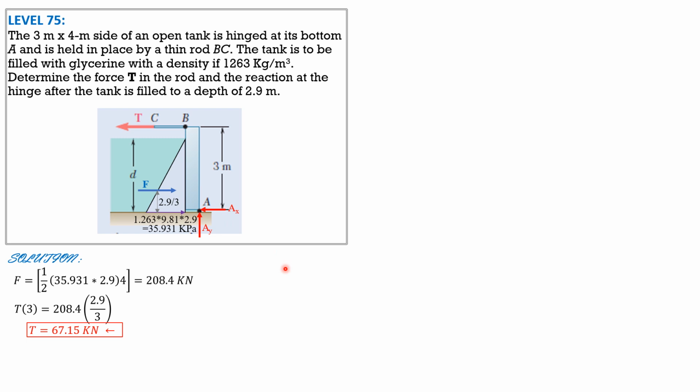And summation of forces in X, AY is 0, summation of forces in Y, all forces are horizontal. Then summation of forces in X equals 0, 208.4 minus T, 67.15, minus AX equals 0. So AX is leftward, and it is equal to 141.2 kilonewtons. So that's it for this problem.